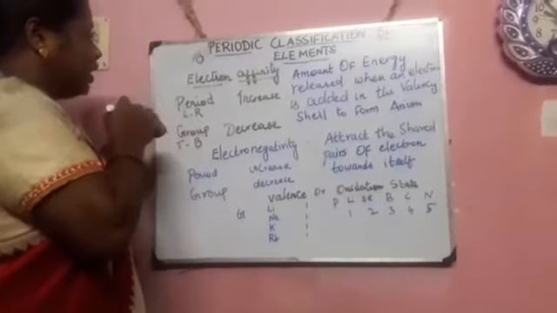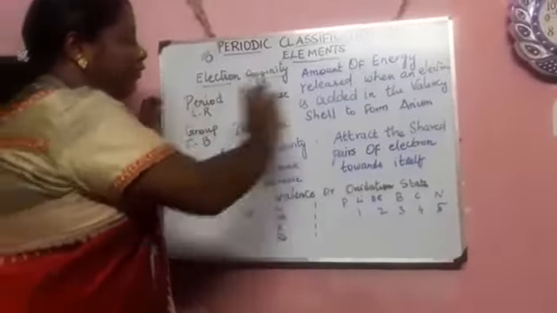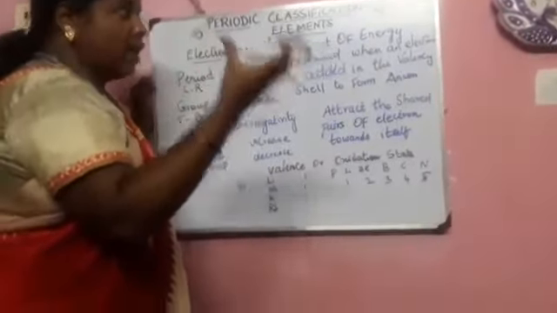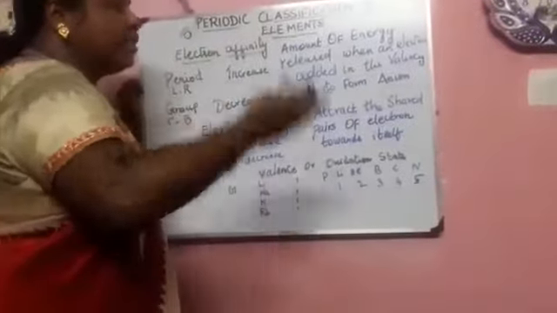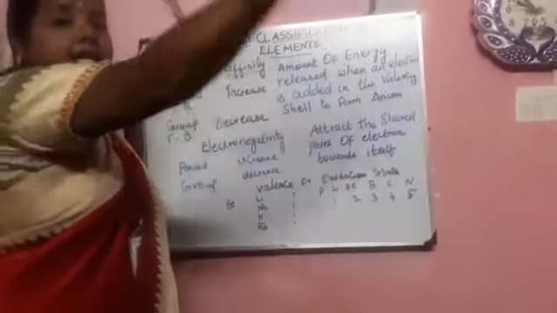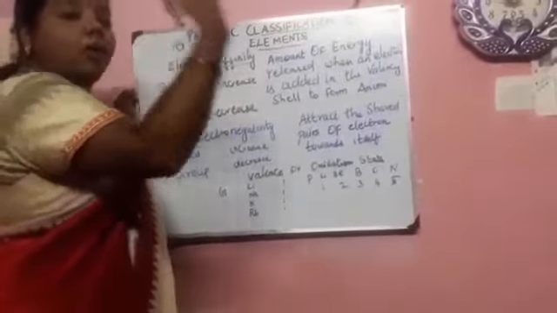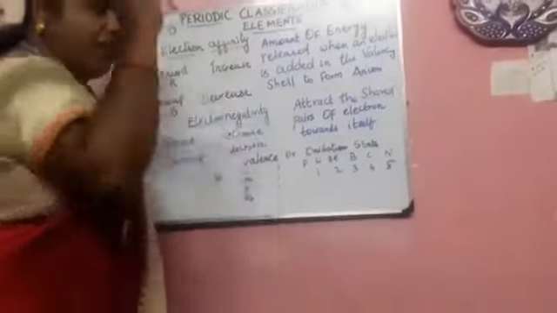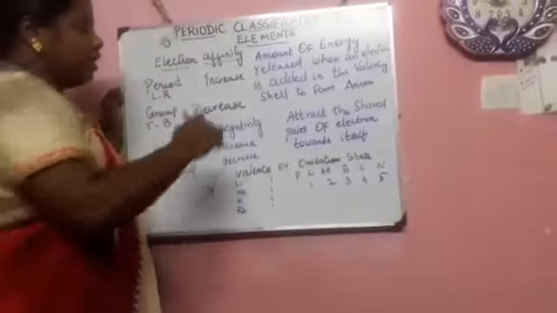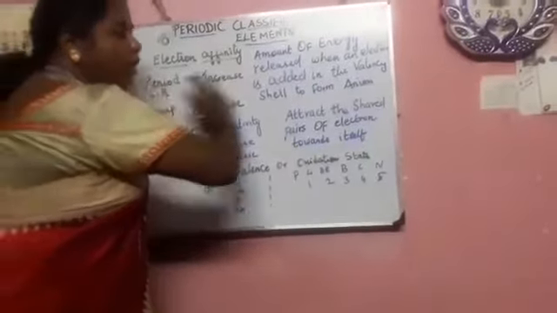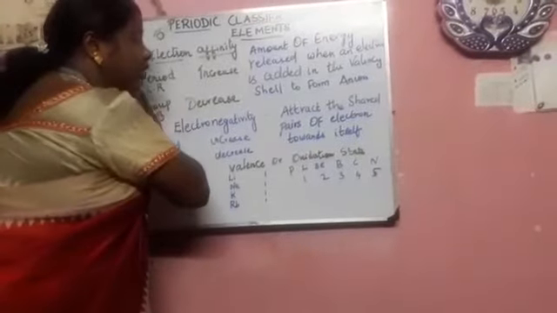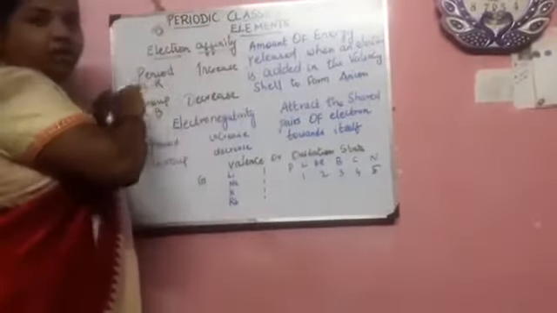So from left to right, the nuclear charge increases, and automatically the amount of energy released increases. Adding an electron requires a lot of energy, so the electron affinity increases. That is why along the period the size decreases, and automatically the electron affinity increases.